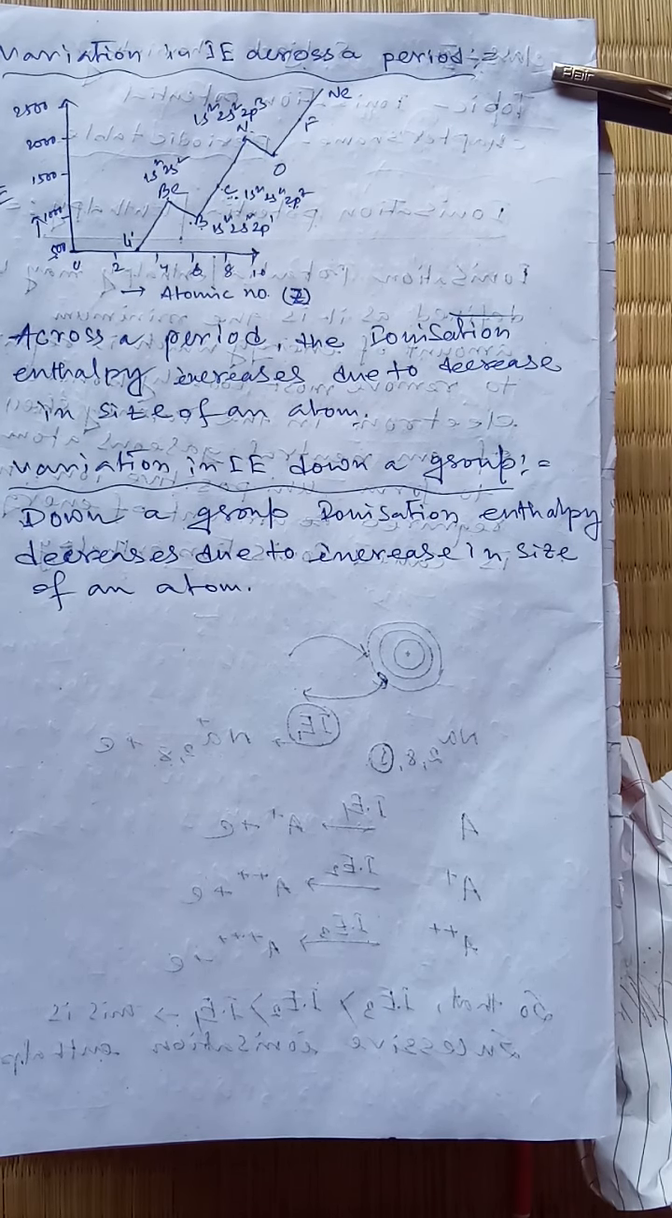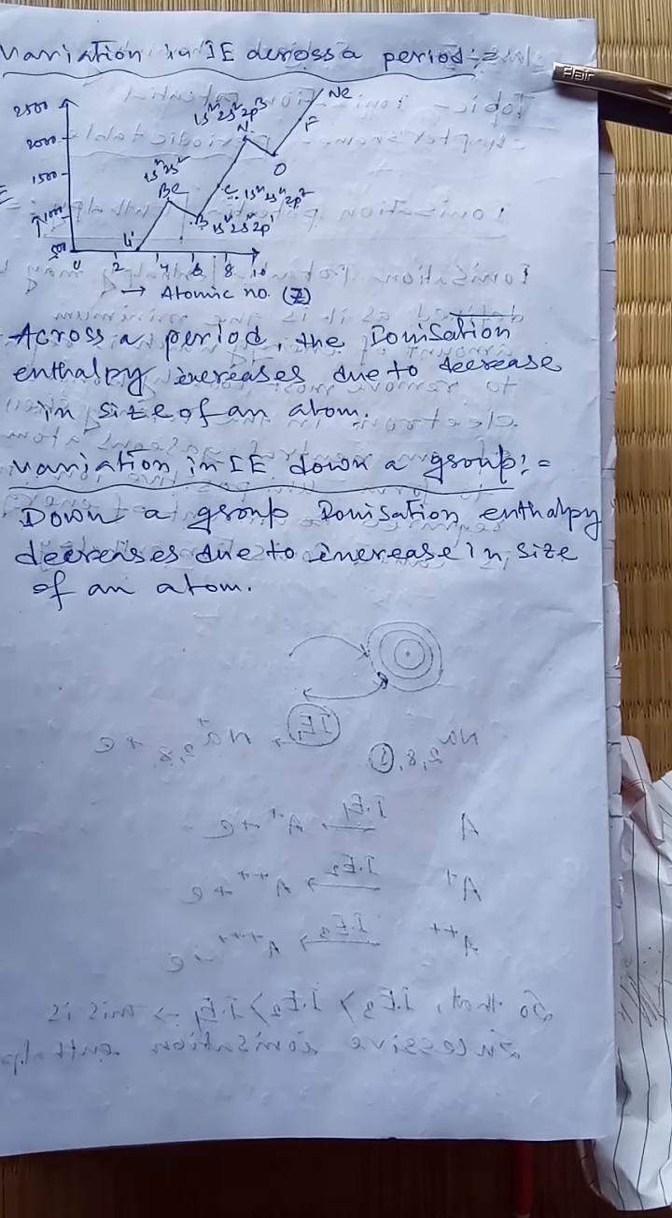shell is entered, that is increasing the number of periods. Number of periods means principal quantum number also increases. So principal quantum number increases means a new shell is entered, and a new shell entered means the radius or atomic size automatically increases. So atomic size increase means the attraction between the valence shell and nucleus is less. So if we want to remove a valence electron from the valence shell, a lesser amount of energy is required. That's why the ionization enthalpy decreases. So that is the concept. Down a group, ionization enthalpy decreases due to increase in size of an atom.